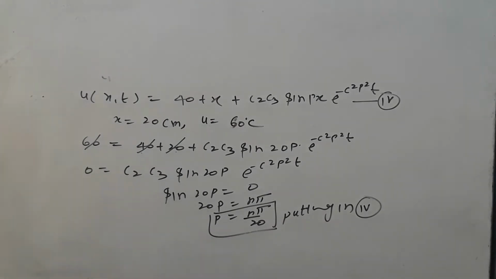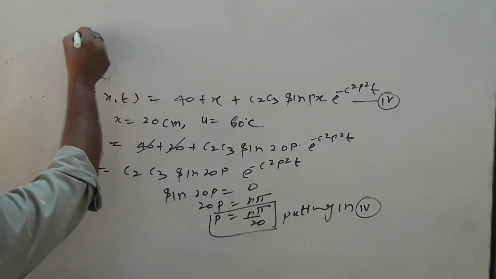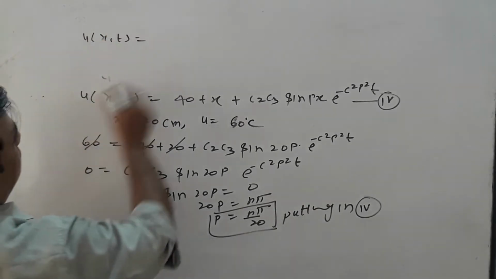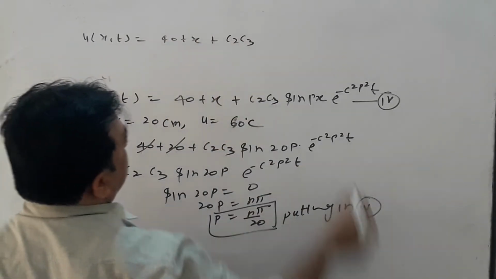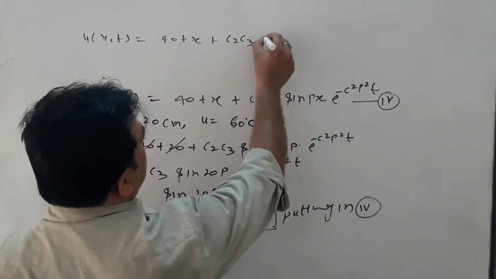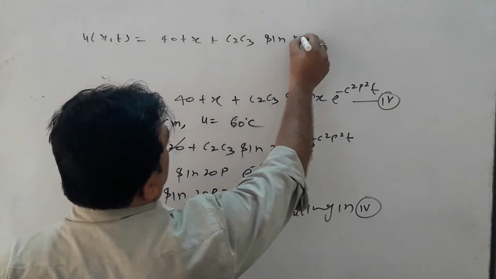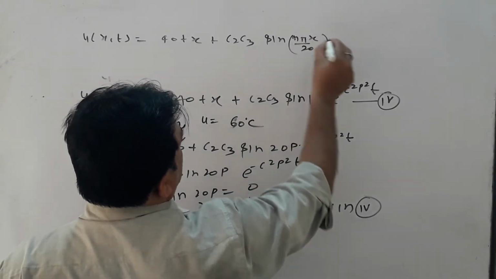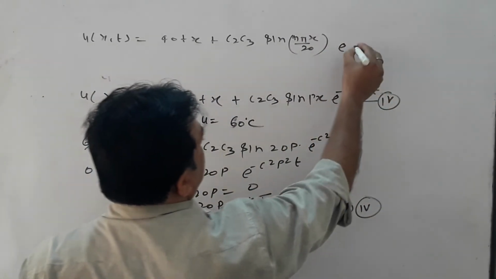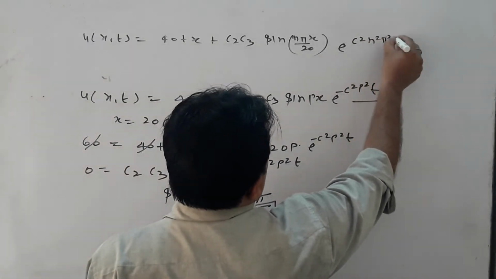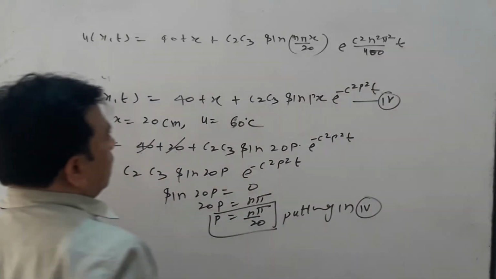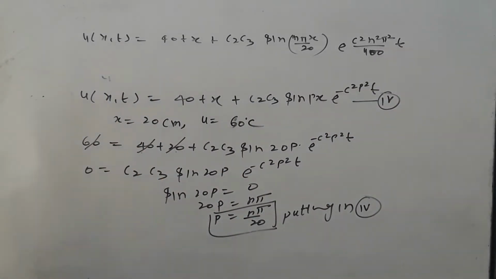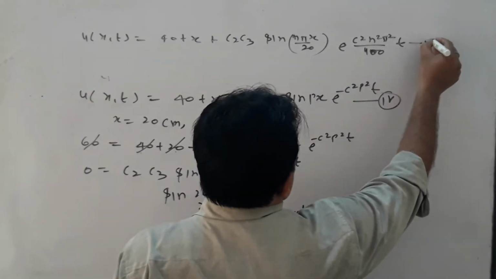We write the value of p in equation number this. So u(x, t) = 40 + x + C2 C3 sin(px), and putting the value of p, we get sin(n pi x over 20) and e to the power c squared n squared pi squared upon 400 times t. Square of 20 is 400. Okay, so this is equation number five.